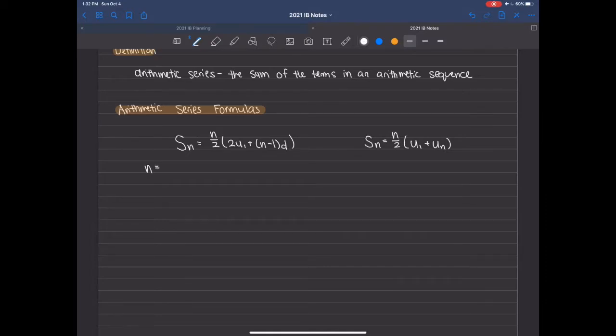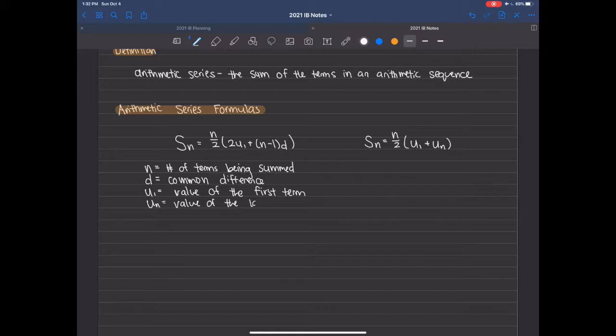So in this case, n is the number of terms being summed. d is still the common difference. u sub 1, you may have guessed, is the value of the first term. And then u sub n is the value of the last term being summed.